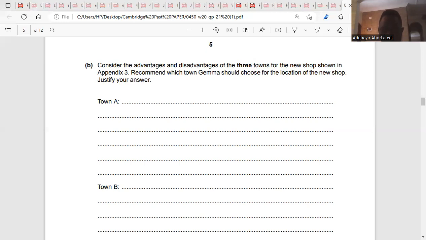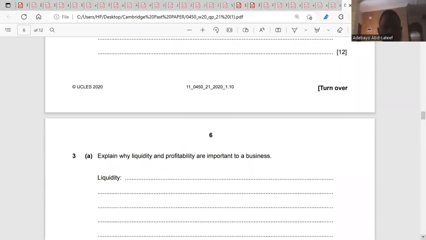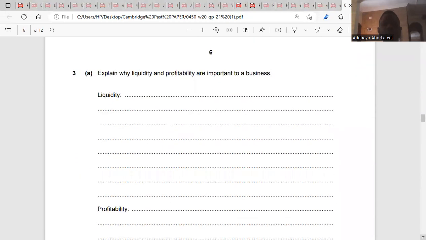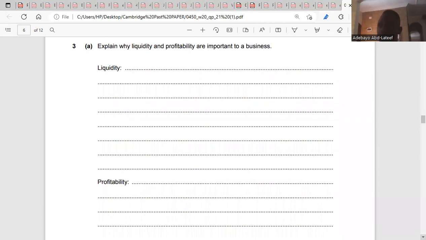question three. Explain why liquidity and profitability are important to a business. So when we talk about liquidity, we're talking about the cash that comes into the business, the cash flow of the business, what comes in and out of the business. So what the business is able to use with cash, that is liquidity.